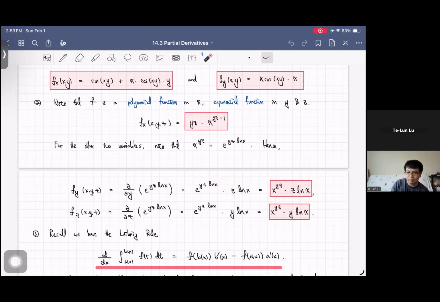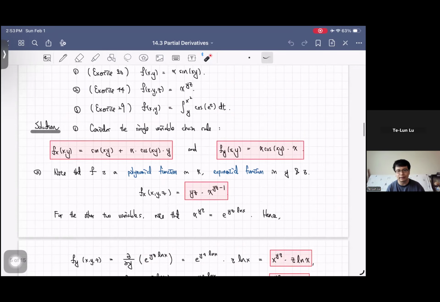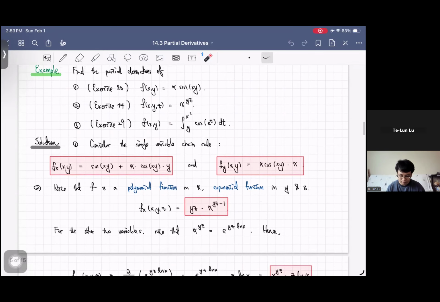The same thing happens for z because in this case, y and z are symmetrical. So you get the same thing, x^(yz) times y ln x. So you can see that it behaves really differently in x and yz. In yz, it is like exponential. In x, it is like polynomial.